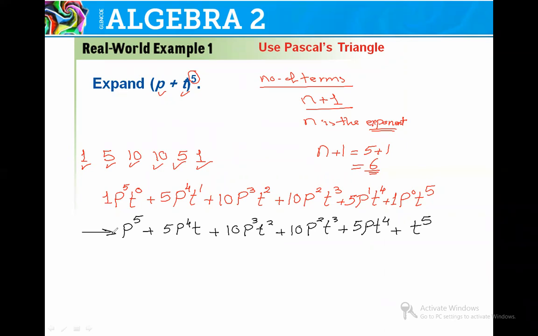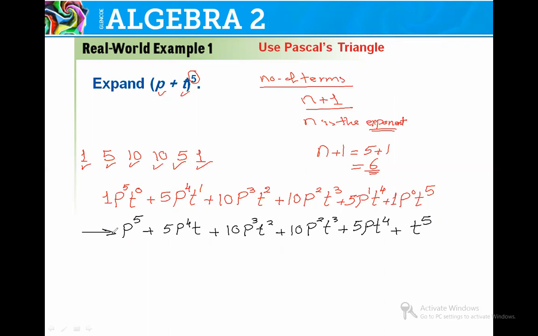Okay, I'll repeat again. We have to expand this binomial. Binomial means it contains 2 terms. The first term is b and the second term is t. We need to expand by using the Pascal triangle. In the Pascal triangle, we will take 6 terms. Why 6? Because our power is 5, and 5 plus 1 is equal to 6.